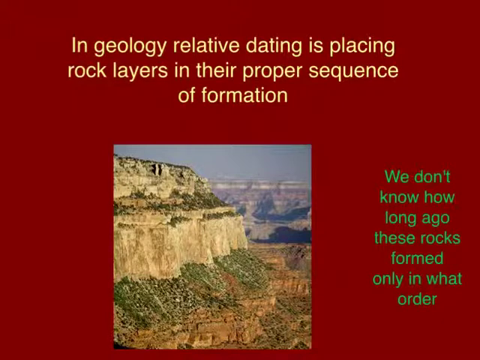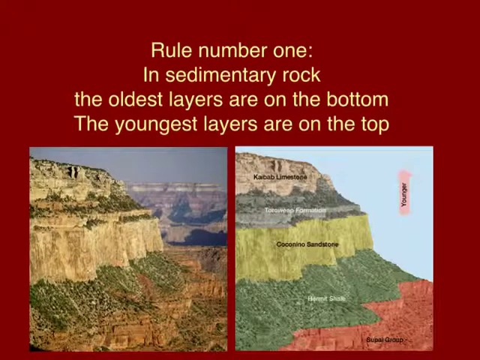In geology, relative dating is placing rock layers in their proper sequence of formation. We don't know exactly how long ago these rocks formed, but we are able to say which layer is the oldest and which layer is the youngest. There are some rules that we use for dating rocks.